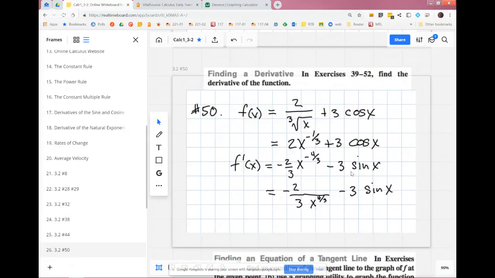I didn't say anything about this: if the derivative of the cosine is minus the sine, what's the derivative of 3 cosine? You don't do anything with the coefficient, it's still there. It's just that we have to put the minus because the cosine derivative is minus the sine.